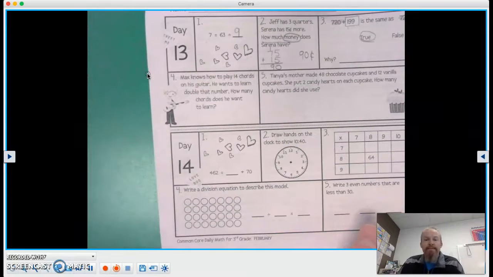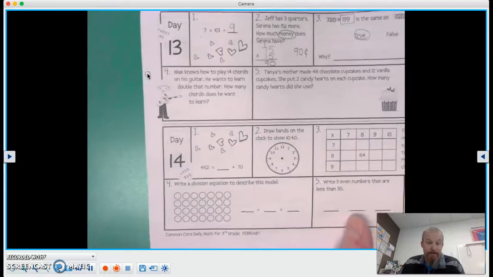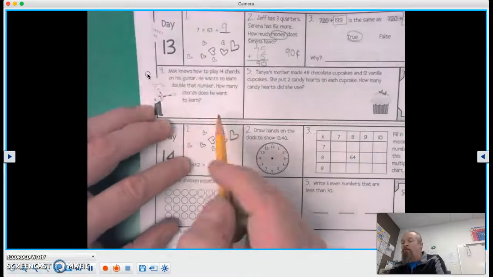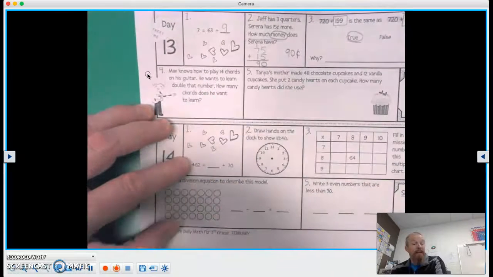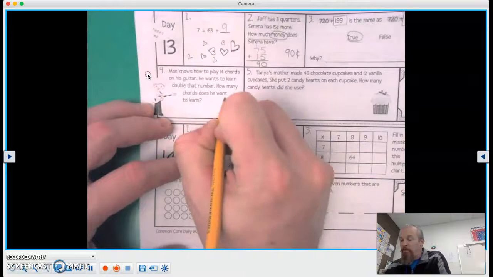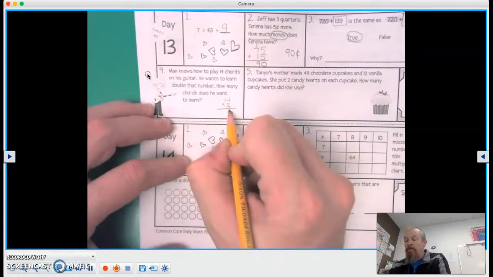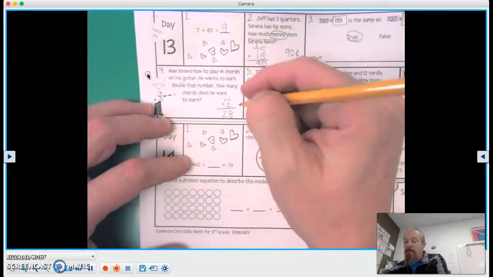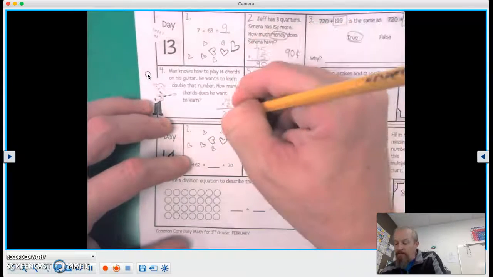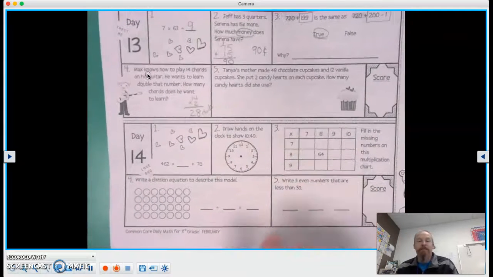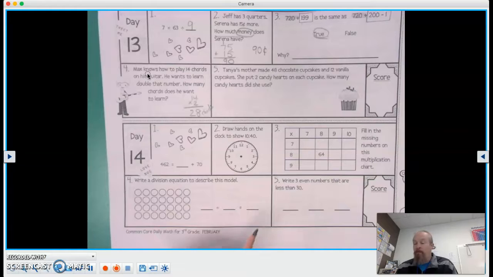Max knows how to play 14 chords on his guitar. Nice job, Max. He wants to learn double that number. How many chords does he want to learn? Well, double, that would be like a multiplication times 2 problem, right? So 14 times 2. 4 times 2 is 8. 2 times 1 is 2. So he would like to learn 28. I'm going to write chords right there. 28 chords.